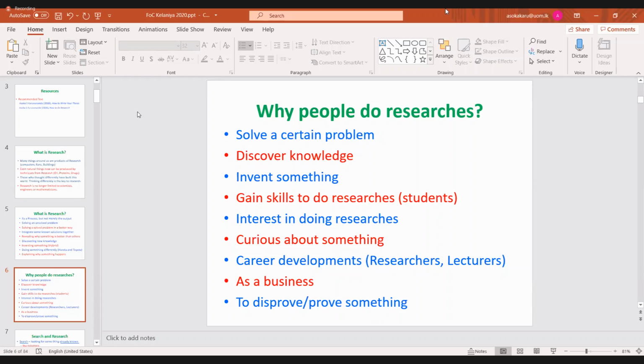Sometimes people do research to disprove or prove something. That is also very interesting. Disprove, prove something. There are people who are doing research like that. Give me an example. Give me an example.